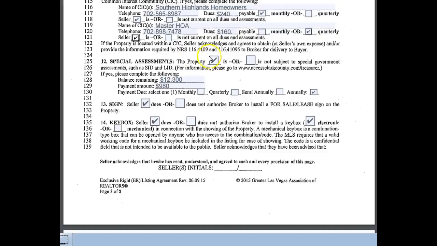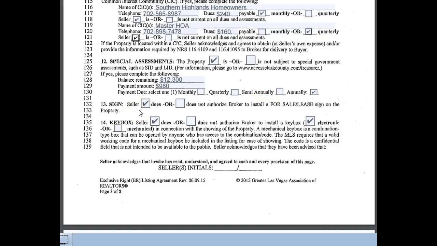Special assessment, item 12, that the property is or is not subject to special government assessments such as a SID or a LID, and if so, what the balance is and the payment amount, and whether it's monthly, quarterly, or yearly.